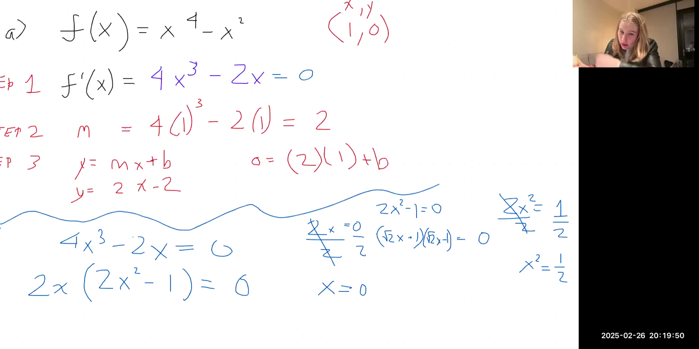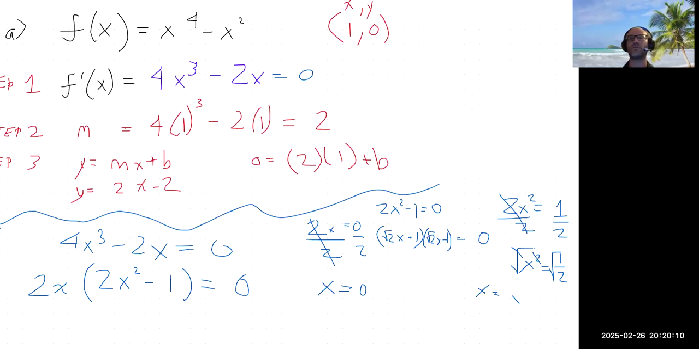And then how do I get x by itself? Take the square root of each side. Absolutely. So we get the square root of x squared equals the square root of 1/2. The square root and the square cancel out, so I've solved for x. So x equals the square root of 1 over 2. And you can simplify the 1. The square root of 1 is just 1.